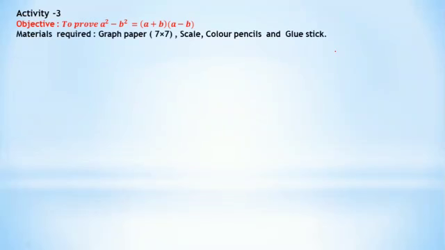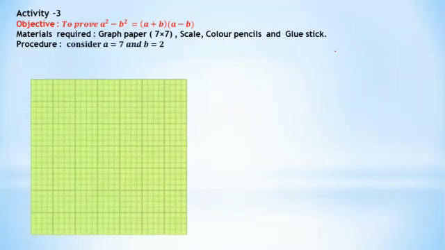See now activity 3. In activity 3 we are proving a square minus b square is equal to (a plus b) into (a minus b). For this, the material required is your graph paper, which is 7 by 7, a scale, color pencils and a glue stick. So here also we are considering a as 7 and b as 2. Let us take again the graph paper, 7 by 7 square. So from here also we are taking a as 7, but we are subtracting b as 2.